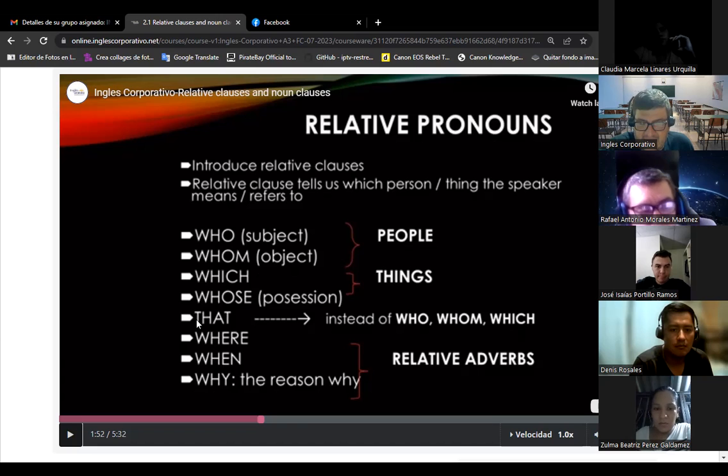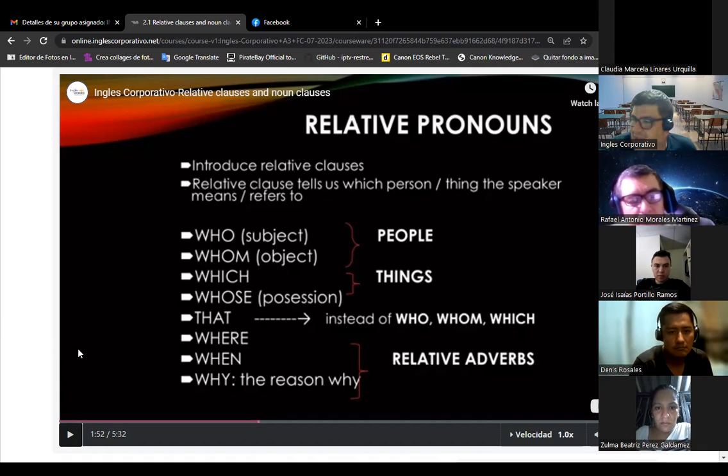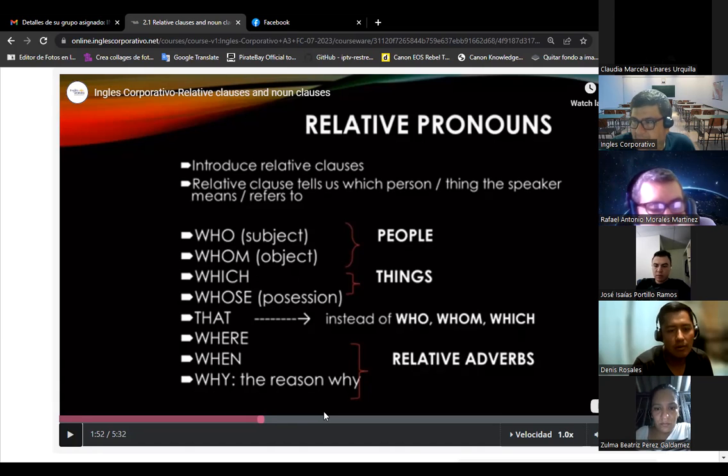Next, we have that. That is great because, forget who, whom, and which. Just use that. That's the most common. Yes. So let me go back to my examples. The girl that I like lives in Estonia, or the car that I drive is automatic. Yeah. And next we have where, when, and why. Those are easy, right?